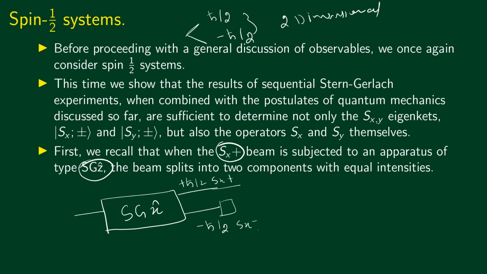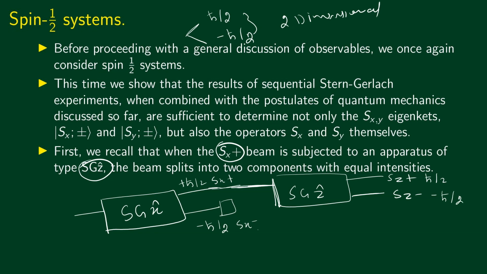Now we block the Sx minus beam, so we have an Sx plus beam. What we do next is send it to an SGZ hat apparatus, and we see that there are two outcomes. This is an experimental fact, something we observe. There are two outcomes, one characterized by Sz plus and the other by Sz minus, that is, plus h bar by 2 along the z axis and minus h bar by 2 along the z axis.